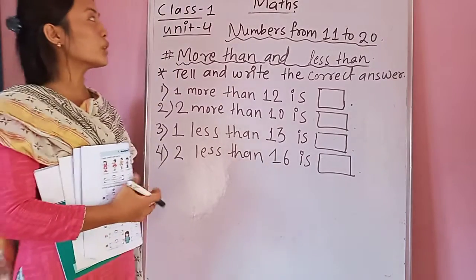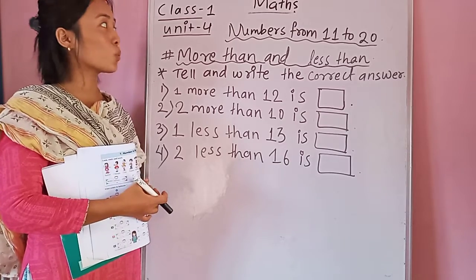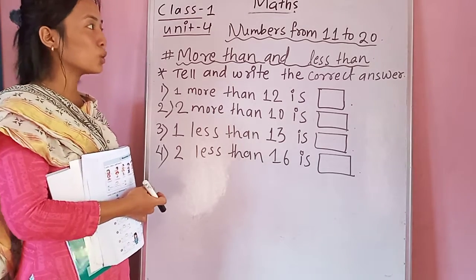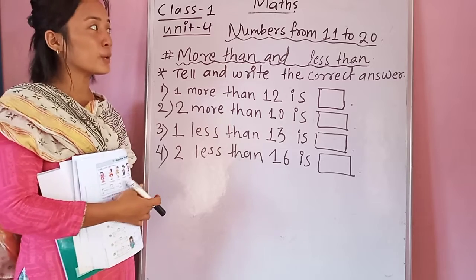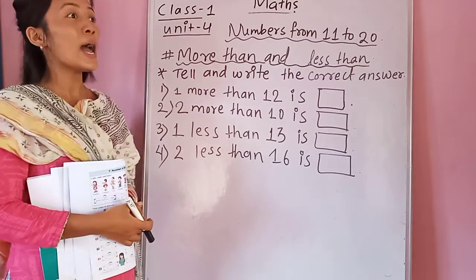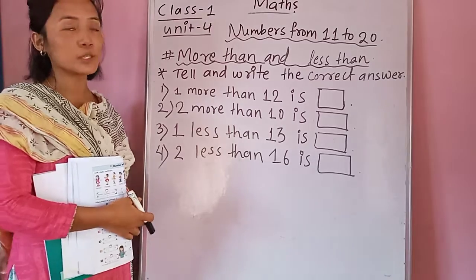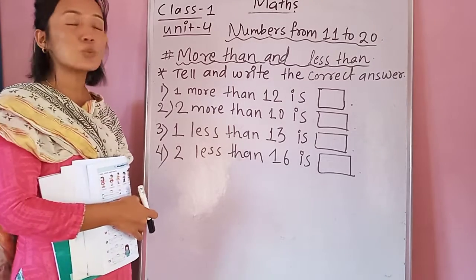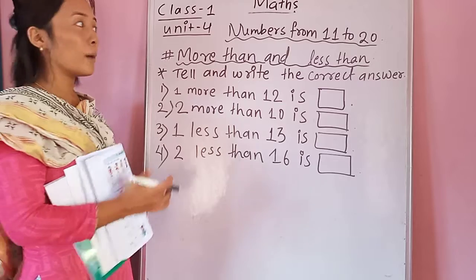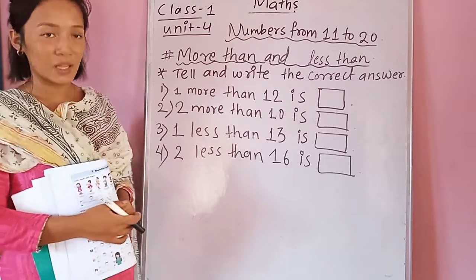Today I am going through Unit 4 of Class 1, and the name of the unit is Numbers from 11 to 20. In the previous video, I already started this chapter, in which I taught you how to count the numbers from 11 to 20, as well as how to write the missing numbers between 11 and 20, isn't it?